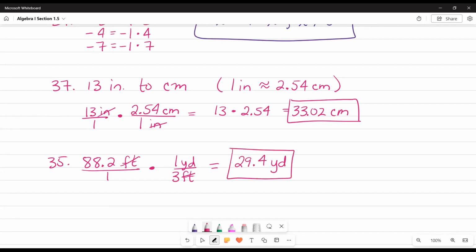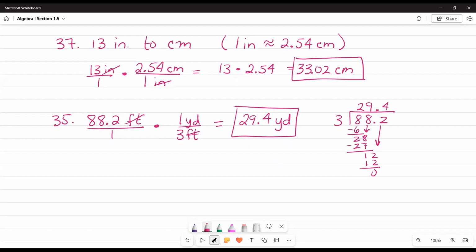So I ended up with 29.4, and just go ahead and do the math. 3 into 88.2, my decimal there. 3 goes into 8 2 times. That gives me a 6. Bring down my 8. That's 9, which is 27. 1, bring down my 2, and 3 goes into 12 4 times. We end up with 29.4 yards. Okay?